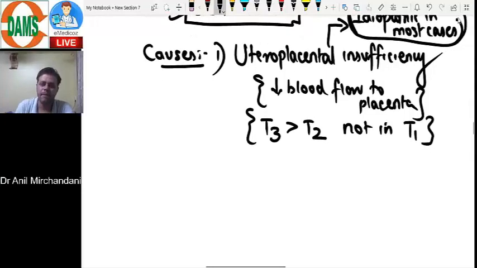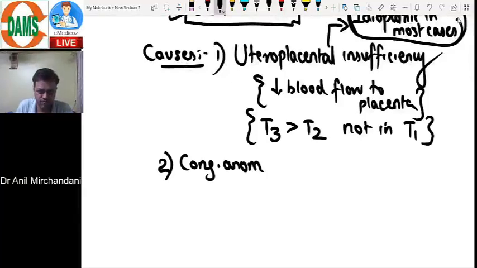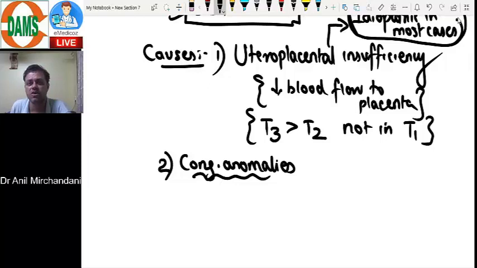Okay, this is one of the causes. The second cause would be congenital anomalies. Congenital anomalies can cause oligohydramnios. Which system's anomaly will cause oligohydramnios? Renal anomalies. Renal anomalies would cause oligohydramnios. Kidneys will not be able to produce urine, and that's why oligohydramnios.